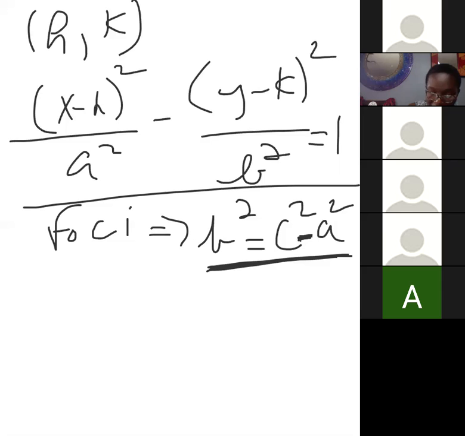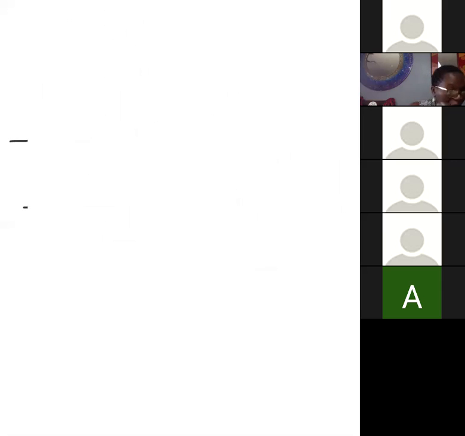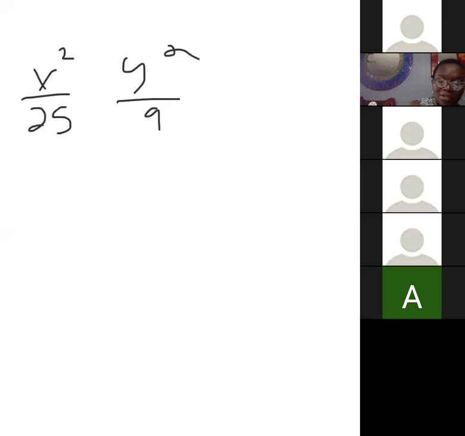We're going to do some basic graphing, guys. We're going to go through this very quickly, so make sure you guys are paying careful attention because I just want you to be able to get a basic one, okay? So guys, here's a basic one to get started. It is x squared over 25 minus y squared over 9 is equal to 1.